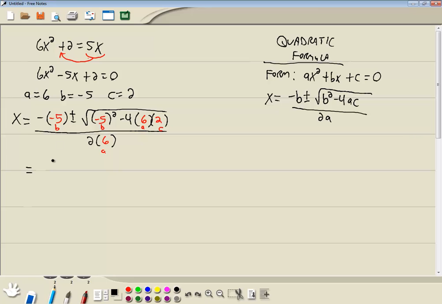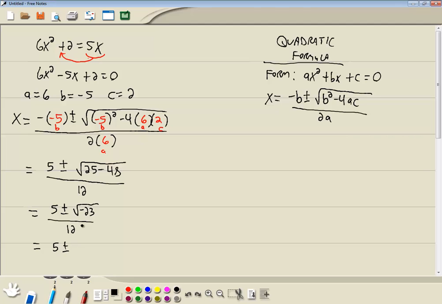Well, negative negative becomes a positive, so that's 5 plus or minus square root. Negative 5 squared is 25 minus 4 times 6 is 24 times 2 is 48 over 2 times 6, which is 12. Which gives us 5 plus or minus square root of negative 23 over 12.